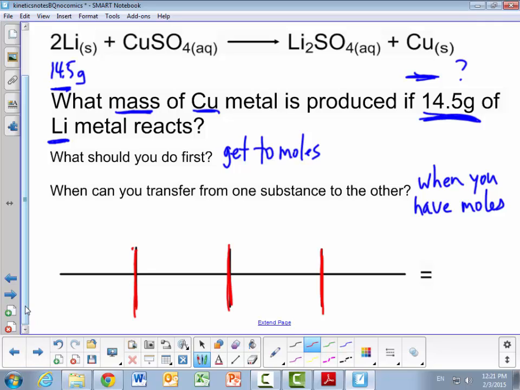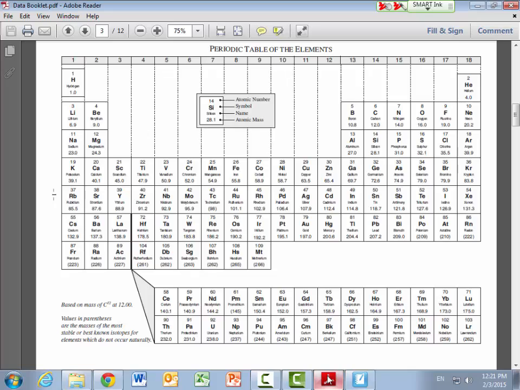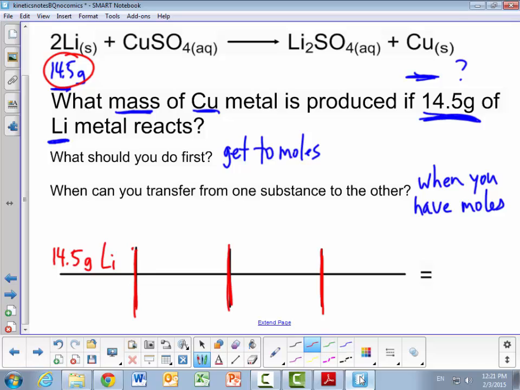So the first step is to take our starting value, which is 14.5 grams of lithium, and we want to get to moles of lithium. So to get to moles of lithium, we need the molar mass of lithium. And on the left side there, you can see that the molar mass of lithium is 6.9 grams per mole. Because I have grams on top here, I want 6.9 grams on the bottom and 1 mole on the top. Because a molar mass is always how many grams are in 1 mole of a substance.